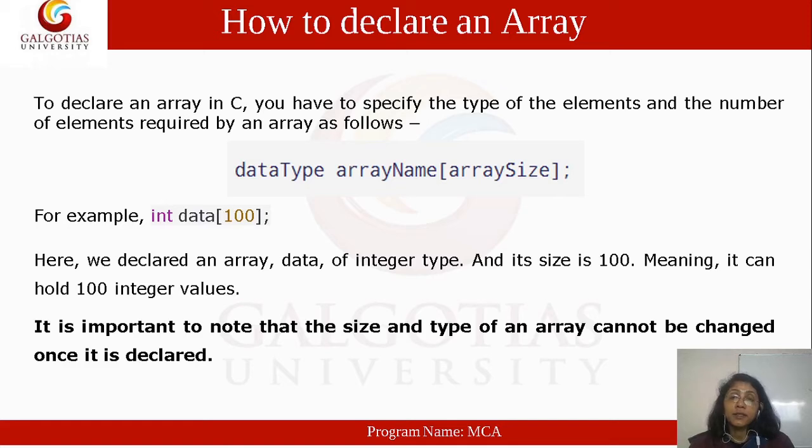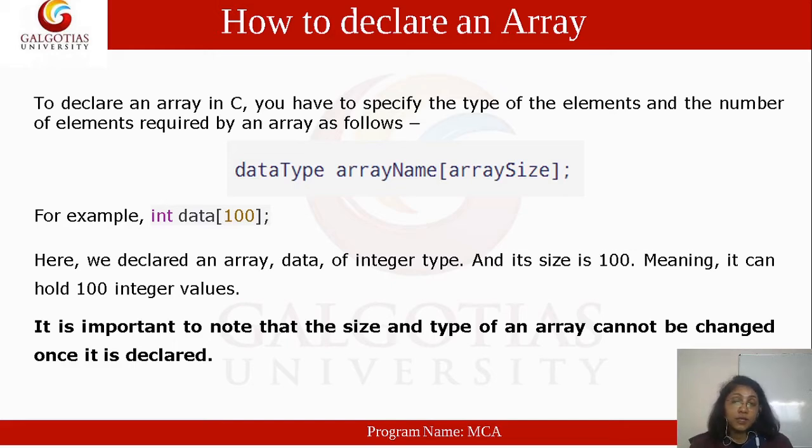To declare an array in C, you have to specify the type of the elements and the number of elements required by an array: first the data type, then the name of the array, then the array size within square brackets. For example, int will be the data type, data is the name of the array, and 100 is the size. Here we have declared an array data of integer type and its size is 100, as I have told you. So therefore you can accommodate 100 elements.